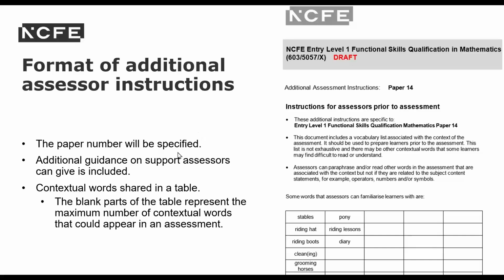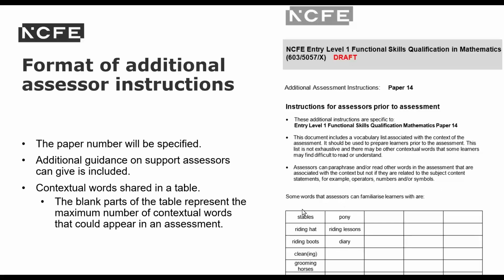So the paper number will be specified. Obviously make sure if you are accessing these, they're the right ones for the assessment that your learners are going to be sitting. At the top of the document, as well as telling you which paper it comes from, there's the additional guidance on the support that assessors can give. So that's included there. I've already mentioned the vocabulary list not being exhaustive, and that assessors can paraphrase but not operate as numbers or symbols.